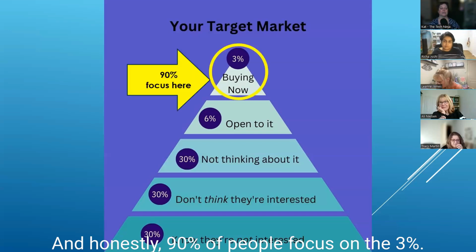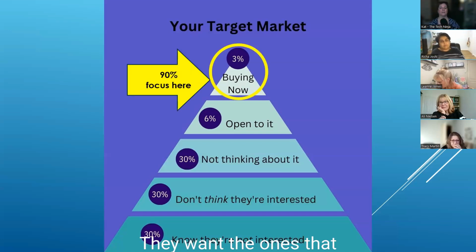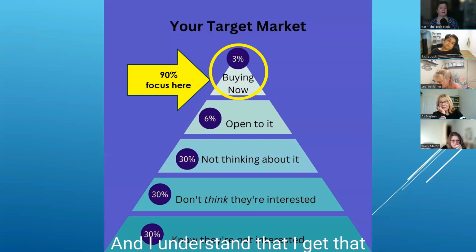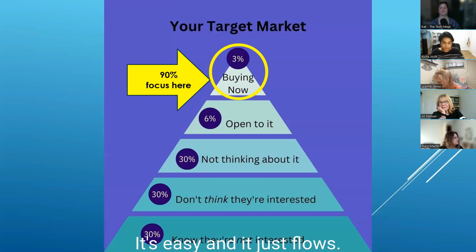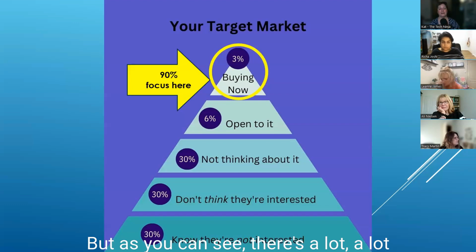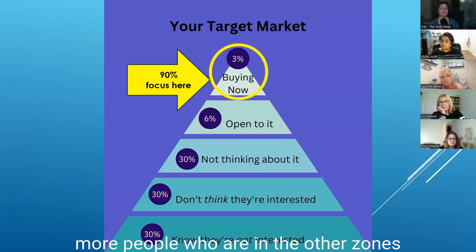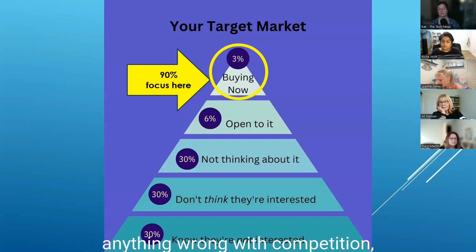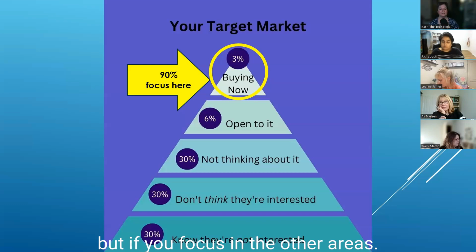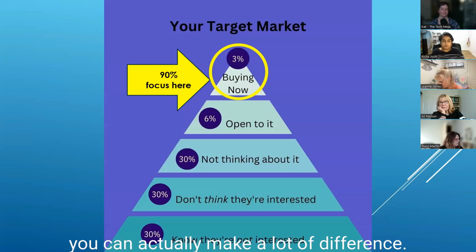And honestly, 90% of people focus on the 3%. They want the ones that are ready to buy now. I understand that, because they're the ones that feel good. It's easy and it just flows. But as you can see, there are a lot more people in the other zones than in that buy zone. I'm not saying there's anything wrong with competition, but if you focus on the other areas, you can make a lot of difference.